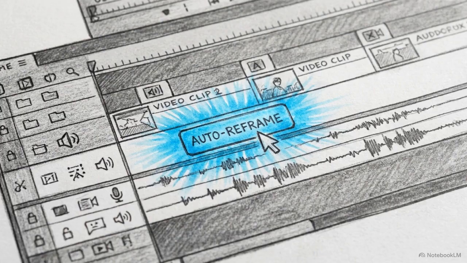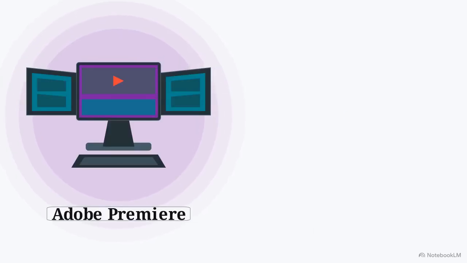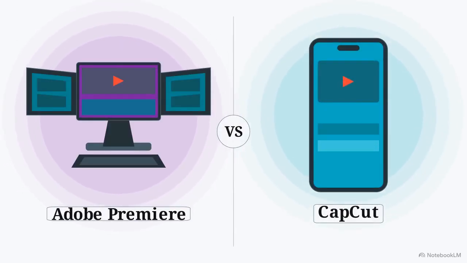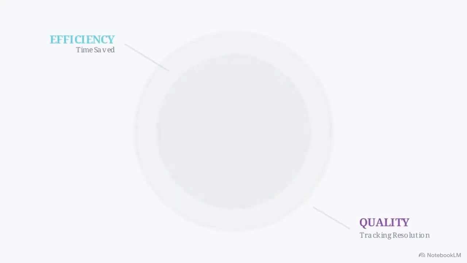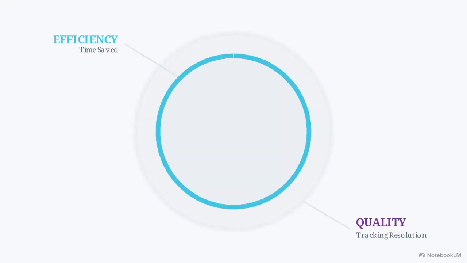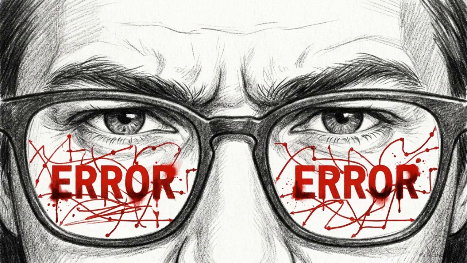Modern workflows solve this by shifting the burden of tracking from the editor to the AI. Two major players are competing for this space: Adobe Premiere Pro, the professional standard, and CapCut Pro, the mobile-first challenger. We aren't just looking at whether these tools work, we're testing how they fit into different types of production workflows. Our goal is to see which tool captures that 30% time dividend without sacrificing the visual quality of your final video.